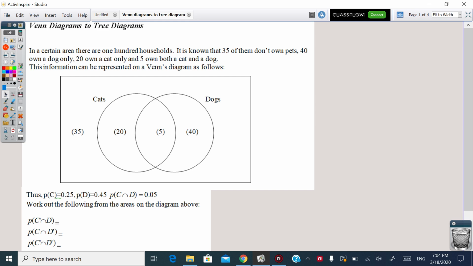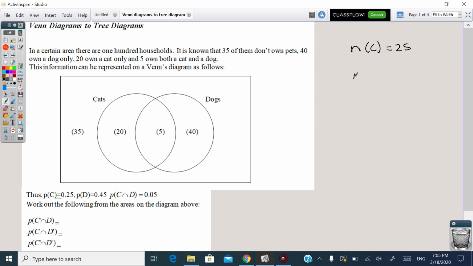Assume that we have an area of 100 households where 35 of them don't own pets, but 40 own a dog only. 5 own both pets and 20 own a cat only. In this case, we know that the number of people that have a cat is 25: cats only, and those that have a cat and a dog. So the people that would answer yes to the question, do you have a cat, is 25.